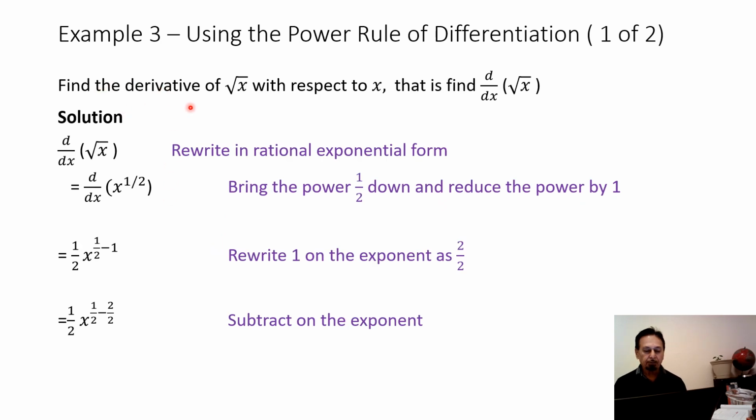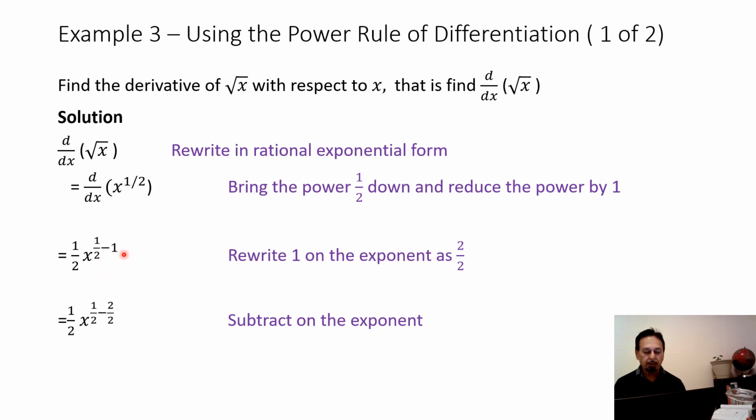Find the derivative of square root of x with respect to x. That is, find d over dx of square root of x. Rewrite square root of x in rational exponential form. So that becomes d over dx of x to the 1/2. Now we apply the power rule, and that says bring the power down and subtract 1 from the power. So now you have 1/2 and x to the 1/2 minus 1.